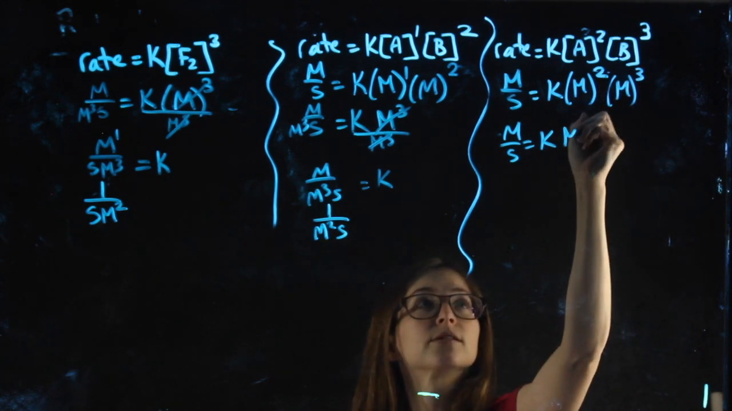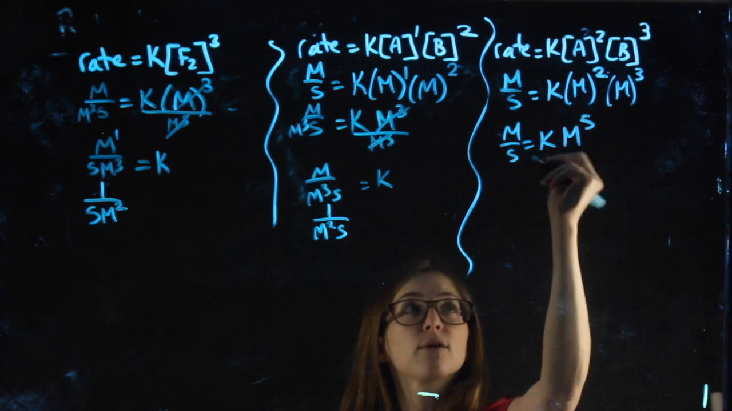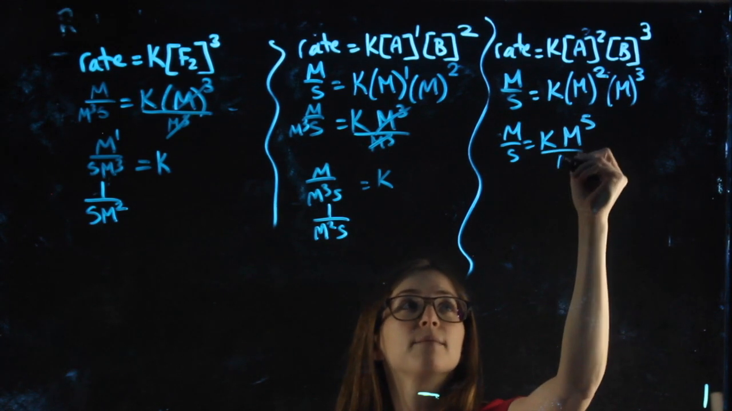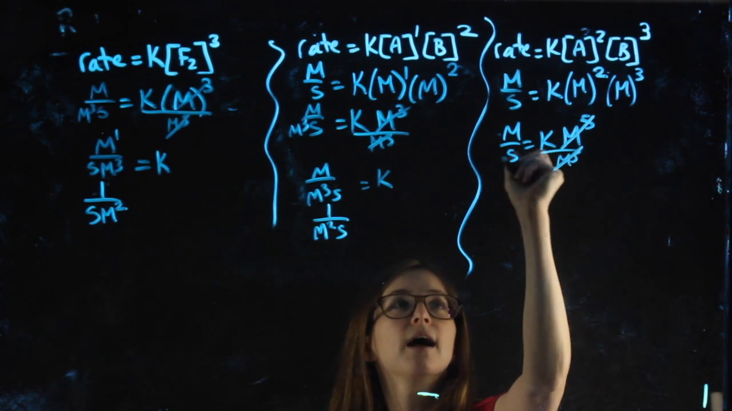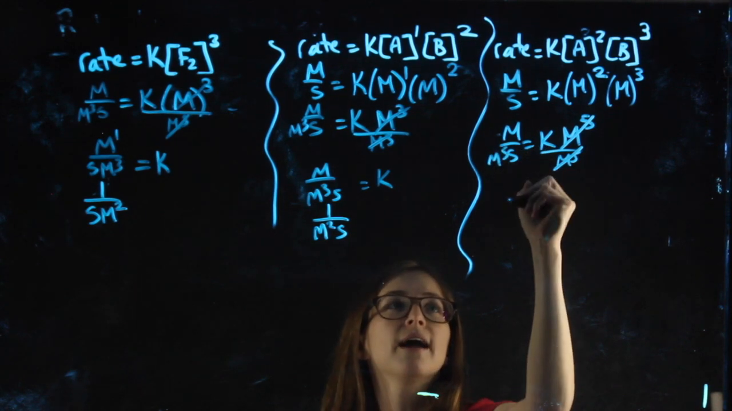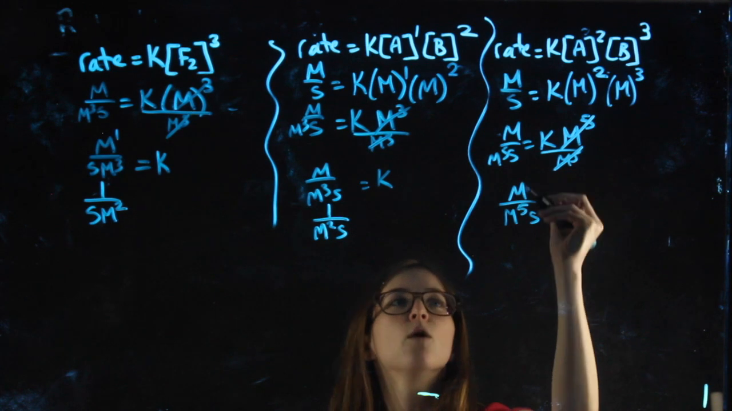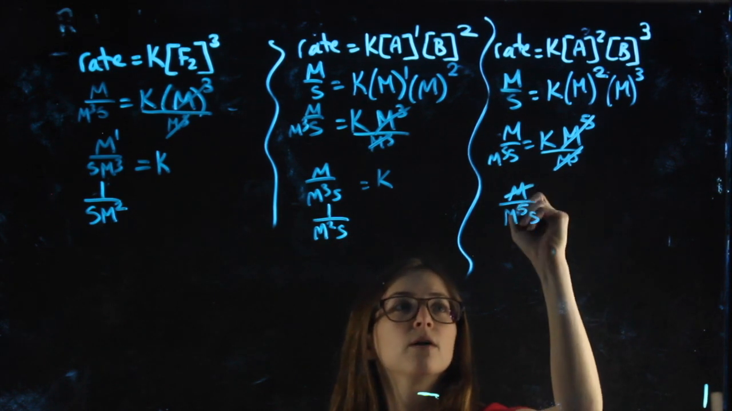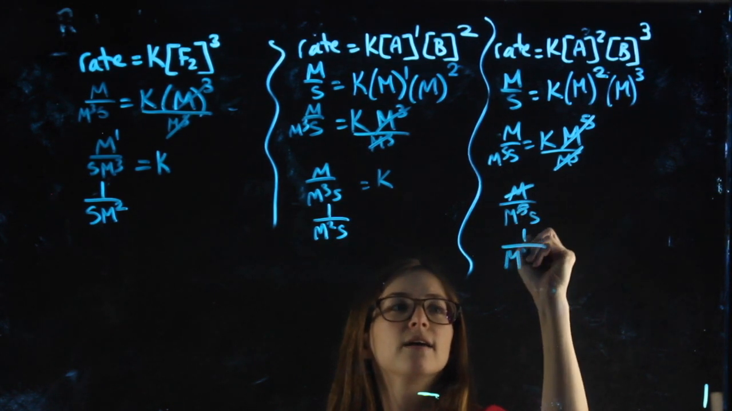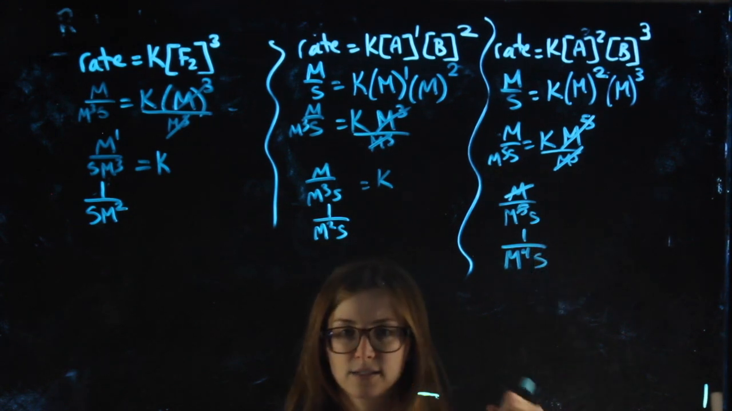So simplifying just the right side for now, M squared times M cubed. Add our exponents. I want to get rid of the M to the 5th, so I divide by M to the 5th. I have M over M to the 5th S. 1 on top, 5 on bottom. We can simplify: 1 over M to the 4th S.